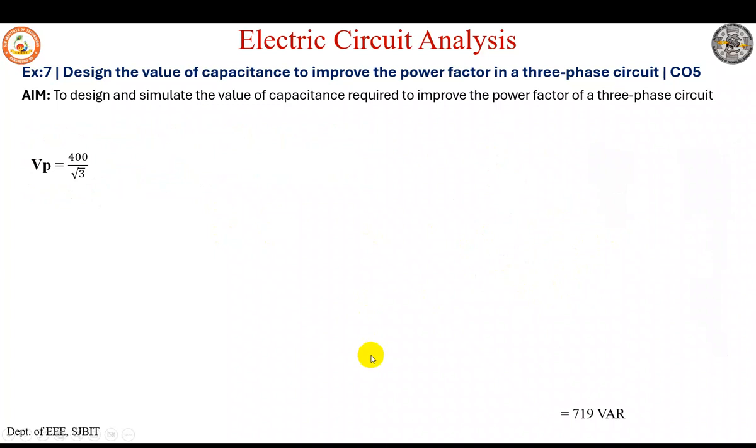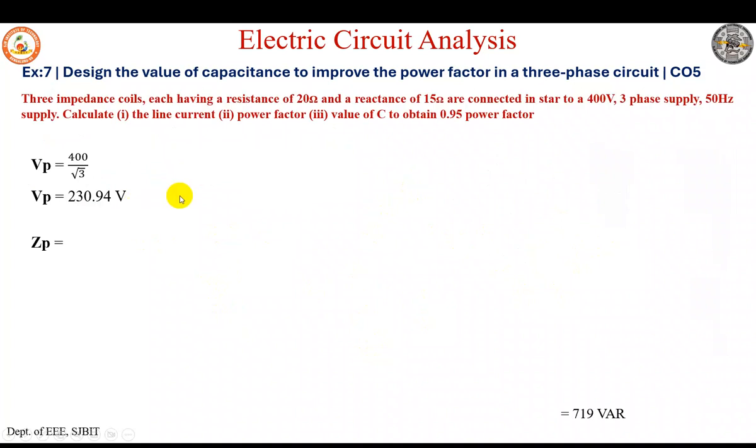So VP, phase voltage, is 400 by root 3. The answer is 230.94. ZP, Z per phase, as per the given problem, R is 20, XL is 15j. So we know by Pythagoras theorem or by impedance triangle, ZP is given as square root of R square plus XL square. Substituting that, we get ZP, that is the magnitude of the impedance per phase, is 25 ohms.